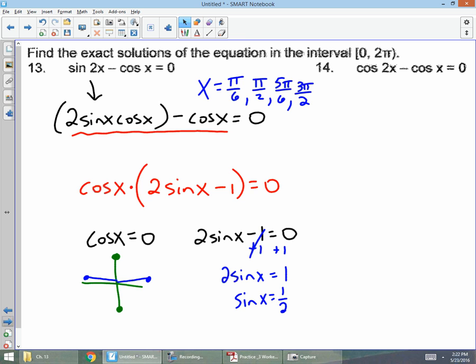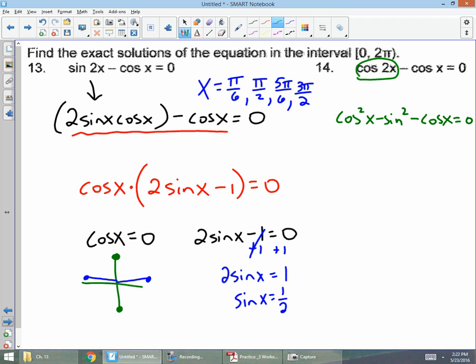Next question. Let's change this to something. Cosine squared of x minus the sine squared of x minus the cosine of x equals 0. And again, that's straight from page 407. I'm just doing a basic substitution with what the double angle of cosine could be worth.